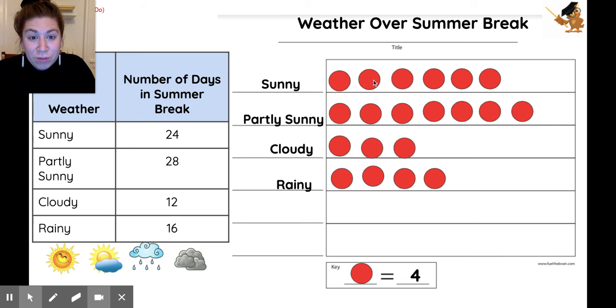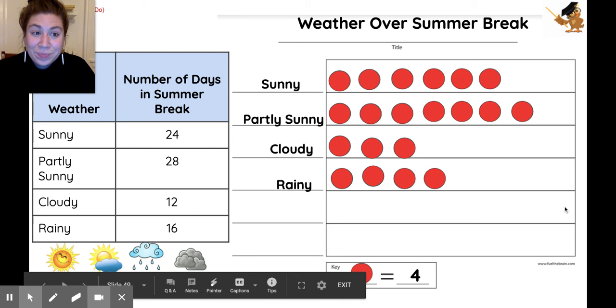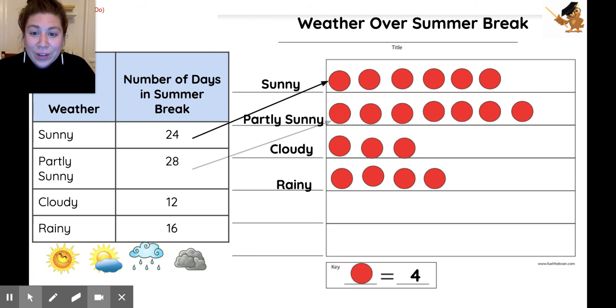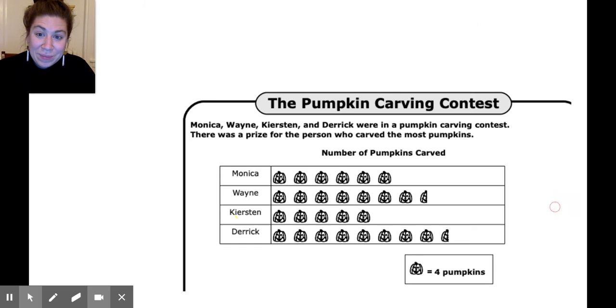So therefore, 4 plus 4 plus 4 plus 4 plus 4 plus 4, or in other words, 4 times 6 is 24. And this one here, 4 times 7 is 28. 4 times 3 is 12, and 4 times 4 is 16. So we can see this is a pictograph with this information. So the work we're going to do today independently is going to be working on pictographs.